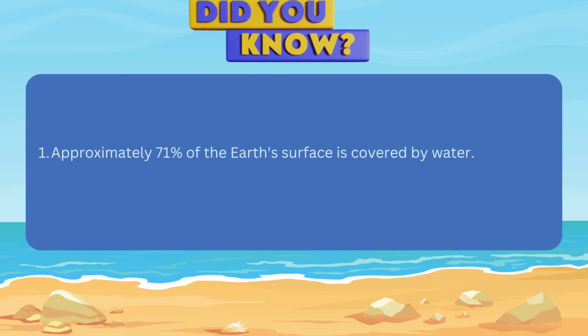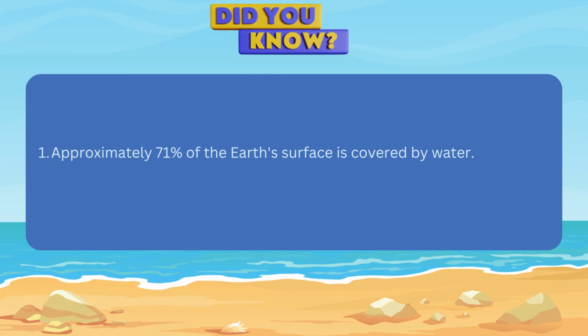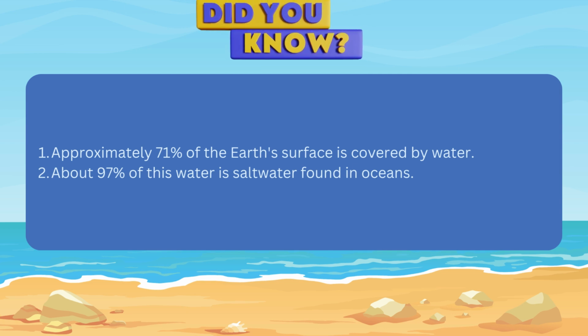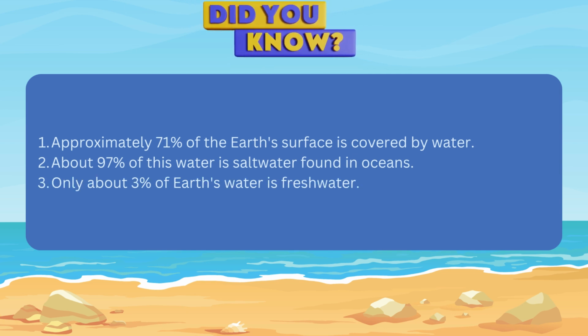Did you know? Approximately 71% of the Earth's surface is covered by water. About 97% of this water is salt water found in oceans. Only about 3% of Earth's water is fresh water.